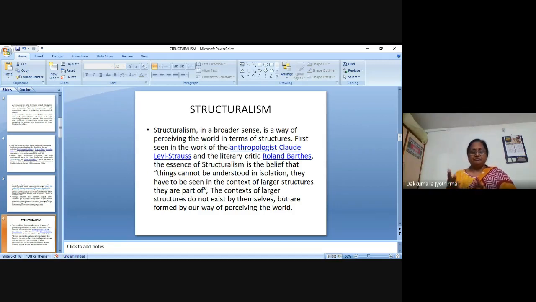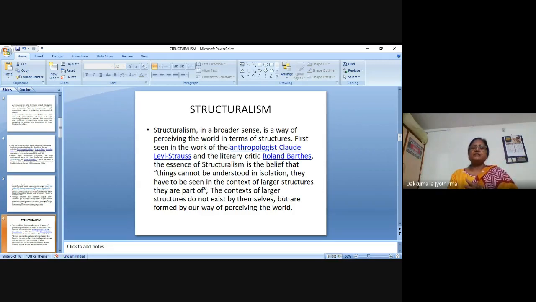Claude Lévi-Strauss is one of the popular anthropologists who did research regarding the nature-culture binary, in an armchair model of doing research. He was studying nature as a structure and culture as a structure, and of course what went into his research is a different story. I'm not going into that now.